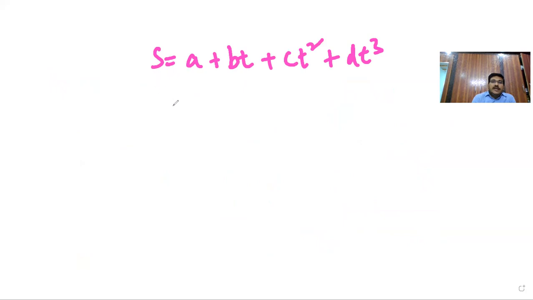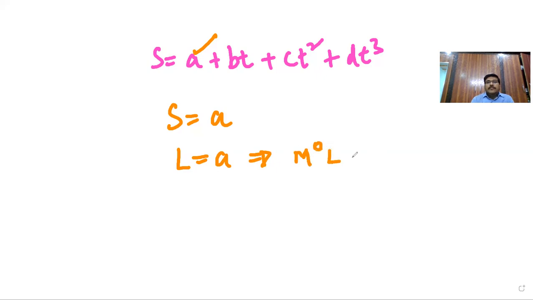Left hand side, S, I must equate to the first term here, A. So A is an unknown we want to find out. Left hand side is distance, so L. So A is equal to L, the dimension formula. That means M to the power of 0, L, T to the power of 0. This is for the A.